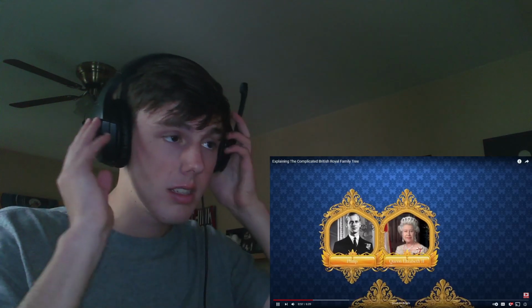But here's where the family tree gets a little overgrown. These two are actually second cousins once removed through King Christian IX of Denmark, and third cousins through Queen Victoria, the great-great-grandmother of Queen Elizabeth II. Queen Elizabeth II has a sister, Princess Margaret, Countess of Snowdon.